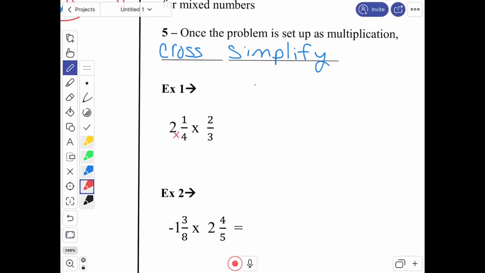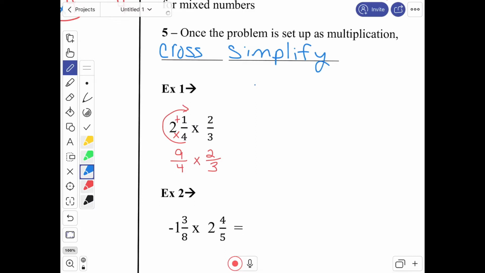We have 2 1/4 times 2/3. I want to change that to an improper fraction. So I'm going around the world. 4 times 2 is 8, plus 1 makes 9. 9 over 4 times 2/3.